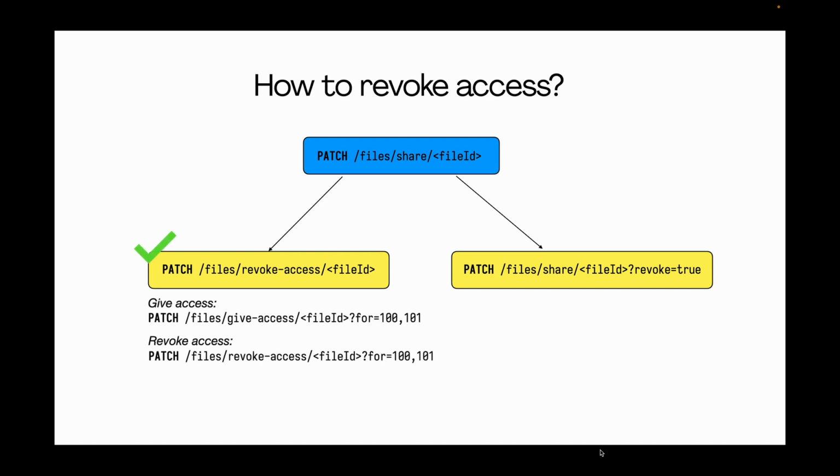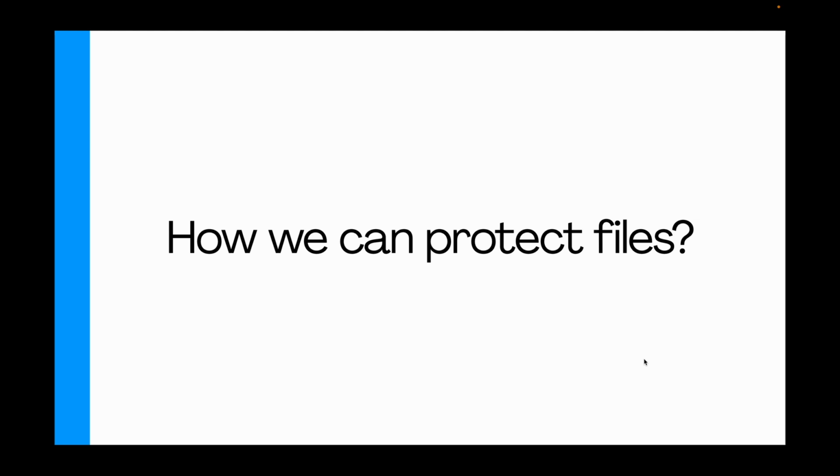Our choice is to use two different endpoints, one for sharing access and one to revoke. This way is the most straightforward, easy to implement, and easy to use. Okay, we have covered the high-level models, and now we're ready to dive into the details.